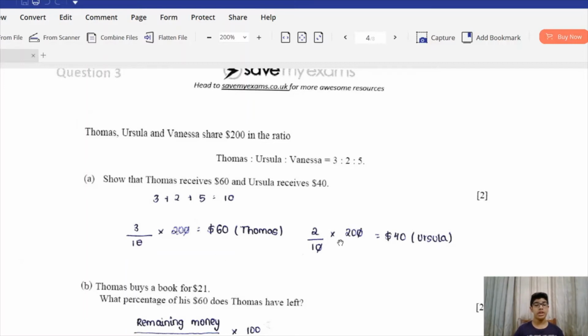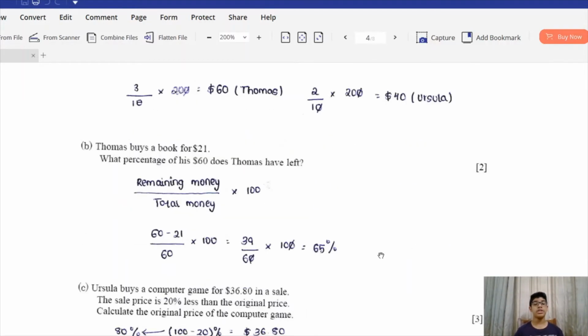And we're going to have to do the same for Ursula, except we're going to use the value of Ursula. So Ursula's value is basically 2 over 10 multiplied by 200. So 2 over 10 multiplied by 200 is $40. That's exactly what the question says the answer should be, so we're clear on that question.